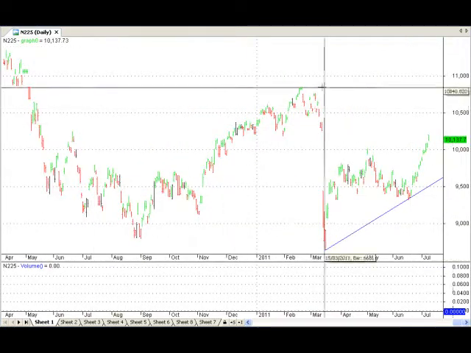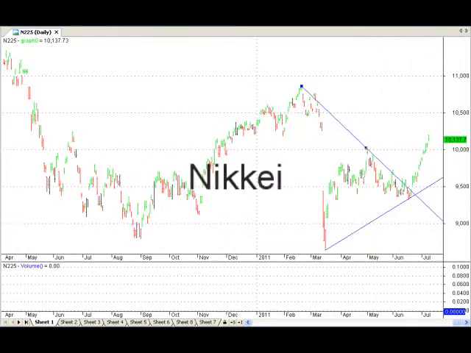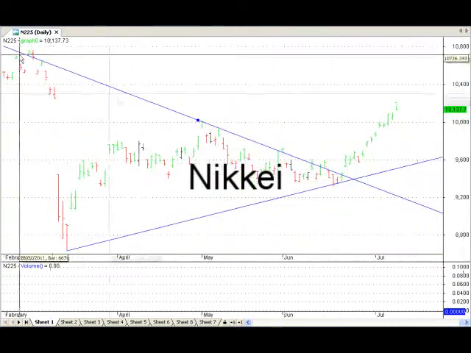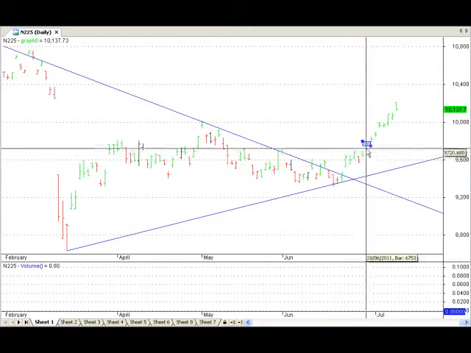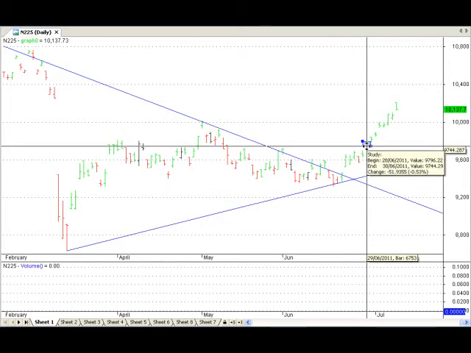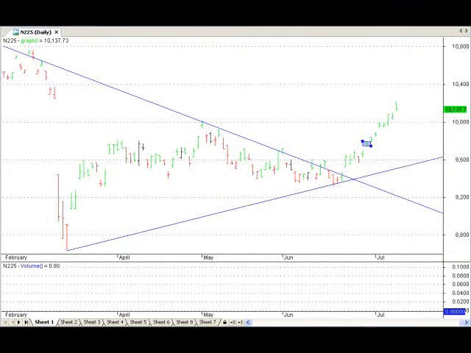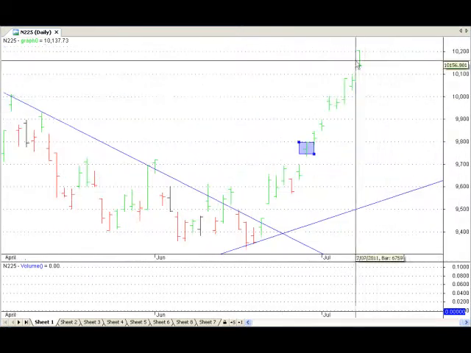On the Nikkei, we did have a solid signal come out of it a couple of weeks ago. As you can see, it crossed the uptrend line and made a little zigzag pattern up. We called a short-term entry signal right here at 9,744. Let me just be really clear about this bar here, guys.